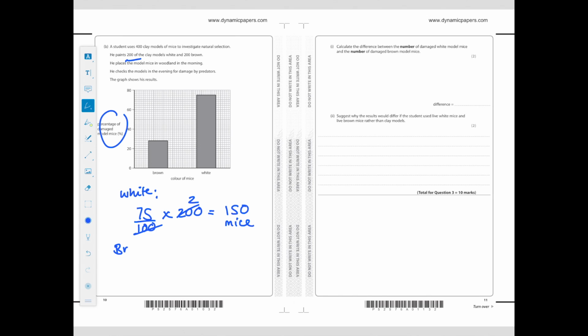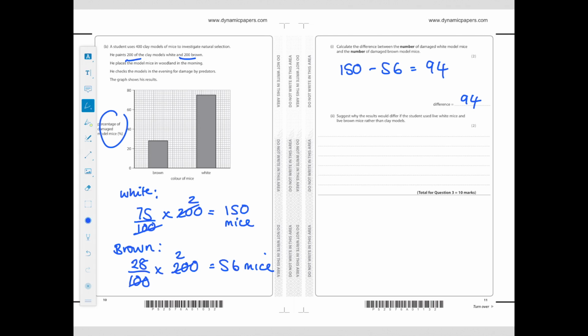Let's do the same for the brown mice now. Reading off the graph, you can see that it's 28% this time. Again, there were 200 brown mice. So that is 56 mice. So if you take 56 away from 150, you get 94 as your answer.